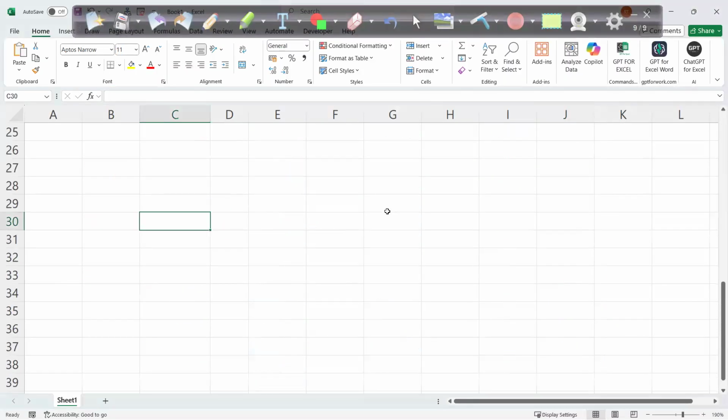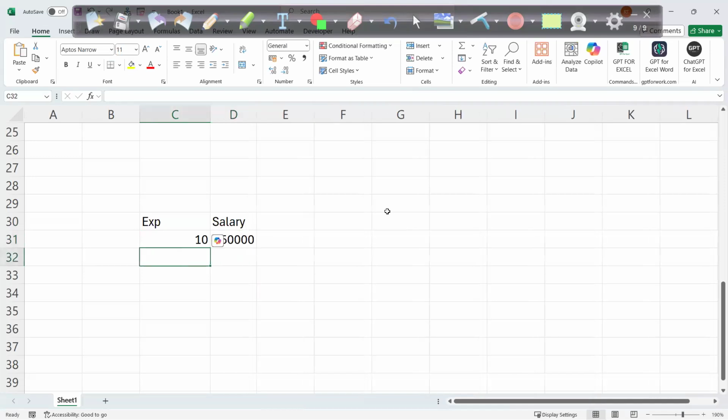Let's say I have an experience and I have a salary. We'll use the Excel formula only and check it out. So let's say I have 10 years of experience. Salary is, let's say, 1,50,000. 5 years of experience, let's say the salary is 1 lakh. 2 years of experience, let's say the salary is 50,000. And 1 year of experience, let's say the salary is 30,000. 7 years of experience, let's say salary is 75,000. This is my data set, right?